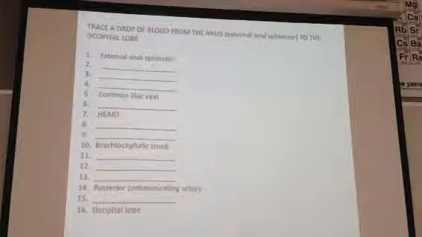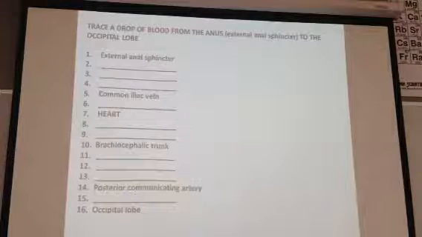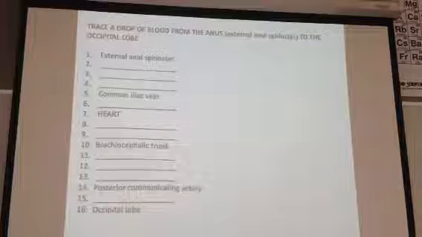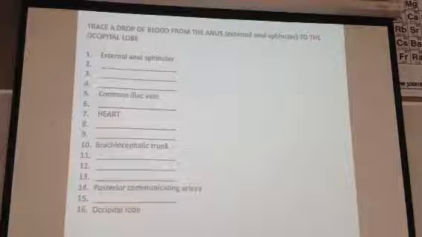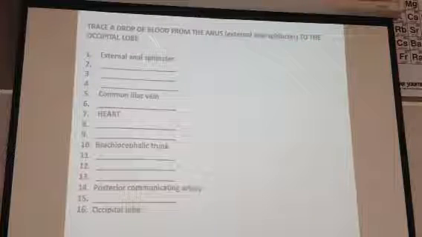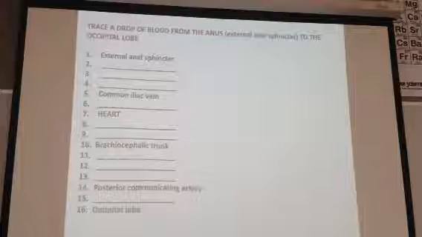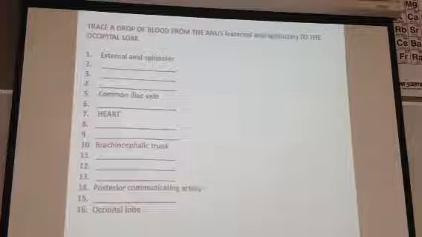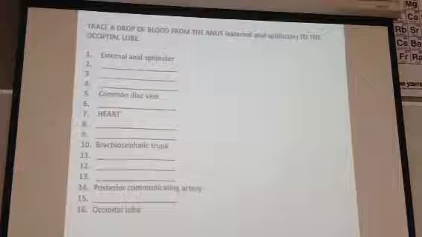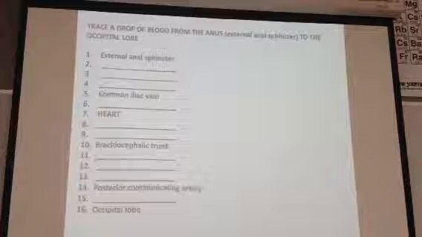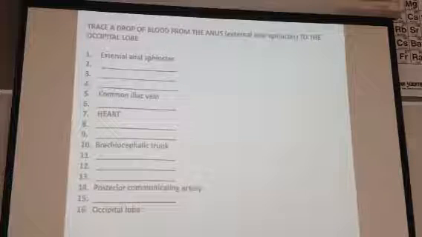So trace the drop of blood from the anus or external anal sphincter to the occipital lobe. We're talking about the brain here. It's the only thing I know that has an occipital lobe. So we start out with the external anal sphincter, and we're doing veins. From means we start out with veins. So don't make that mistake and go to arteries first. We're going back to the heart. So external anal sphincter. What carries blood away from the external anal sphincter?